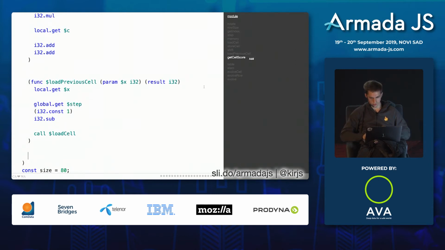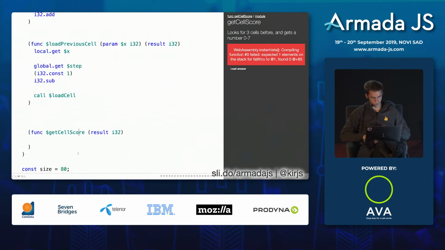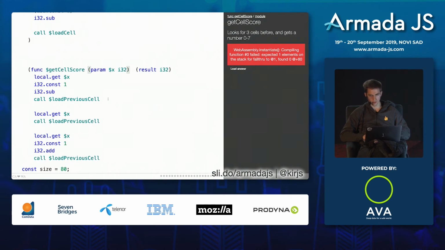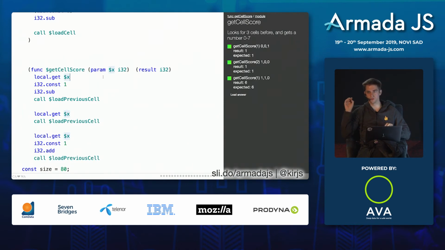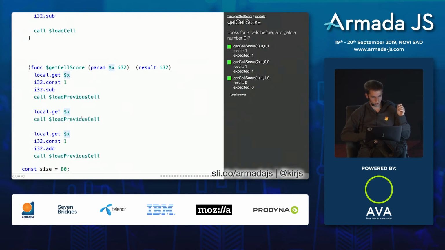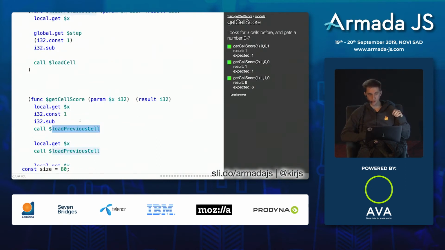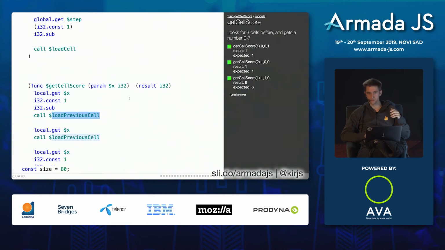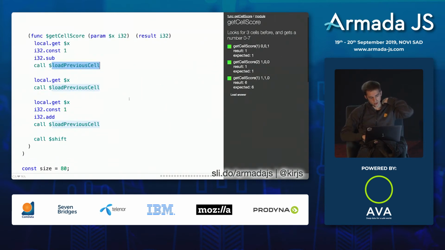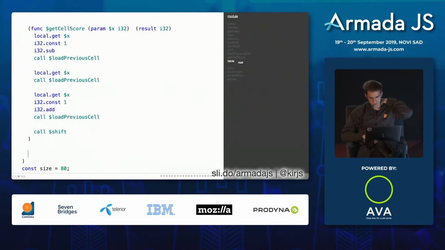I'll load a couple more functions. Get cell score is basically going to look at the cell. Let me see if I have tests. So what it's gonna do is look at the cell. It will look at all 3 neighbors. It will get their values using load previous cell from memory, and then it will get this binary number. So it's literally like look at the last 3 numbers before the cell and get a number which is like 101, for example. And now the fun thing starts. We're gonna add a thing called table.